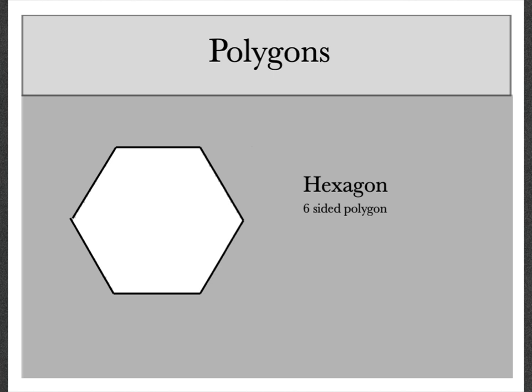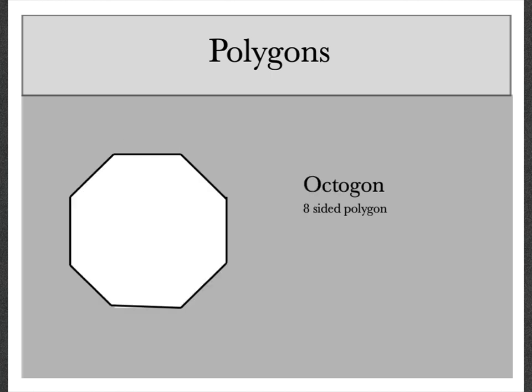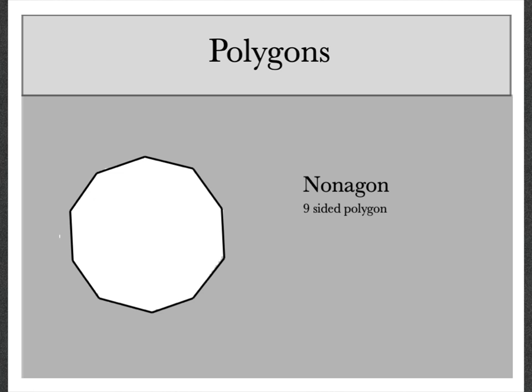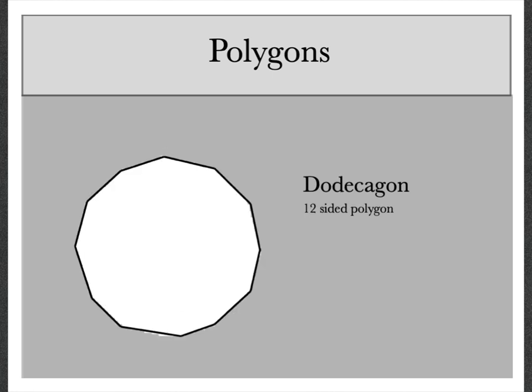This is a hexagon, a six-sided object. Heptagon is seven sides. Octagon is eight sides. Nonagon is nine sides. Decagon is 10 sides. Now, what are you noticing about what this shape is starting to look like? Think about that. And here's a dodecagon, which means 12. Dodec meaning 12, dodecagon, 12-sided.